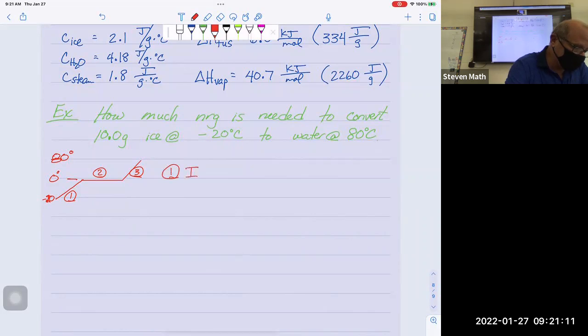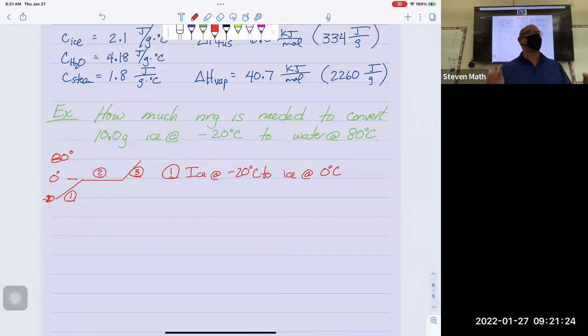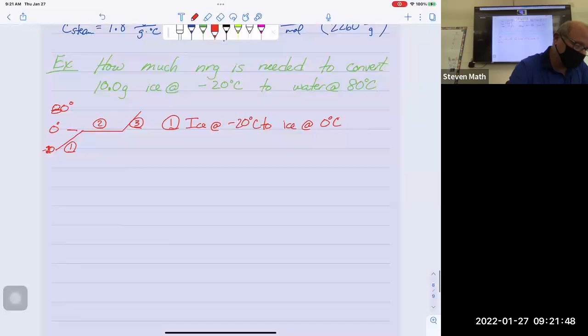So step 1, ice at negative 20 to ice at 0. And I know you're thinking, how do you get ice at negative 20? But believe it or not, you can go out and buy industrial freezers that you can set to negative 40, negative 20. It's very common. Negative 20 is a great temperature for cell suspension, where that just kind of slows your cells down. It doesn't freeze them and kill them, but it suspends them. So negative 20 is totally doable.